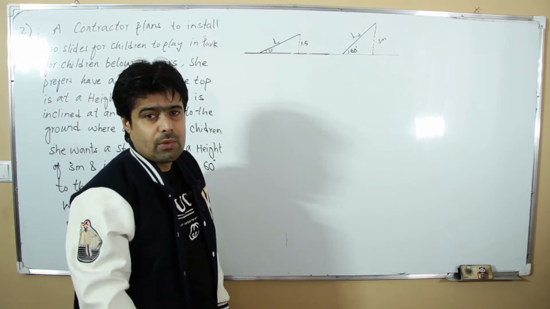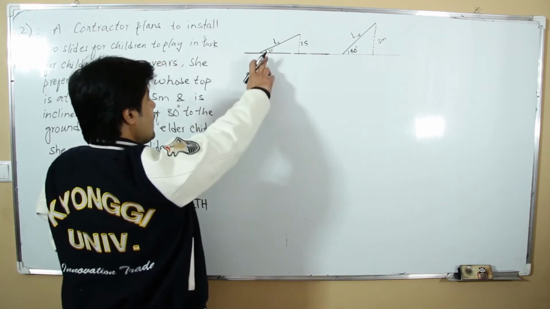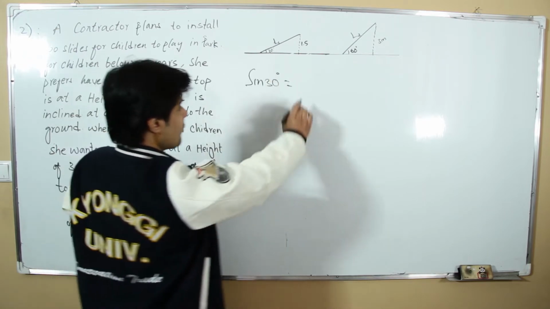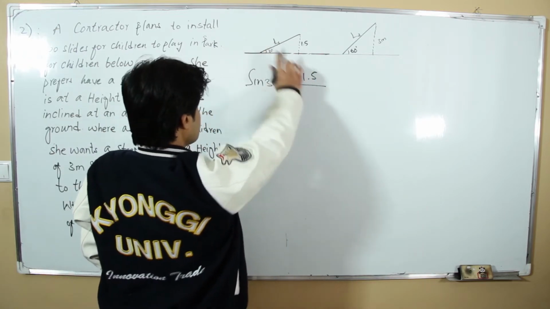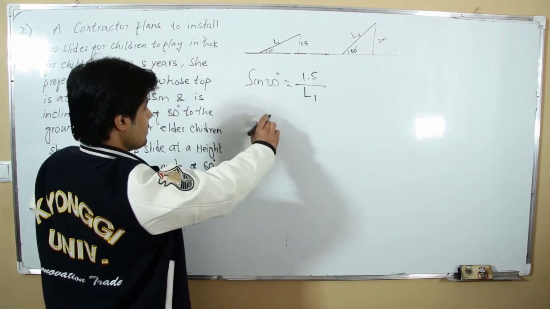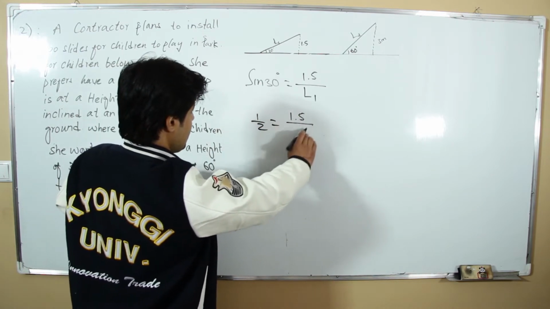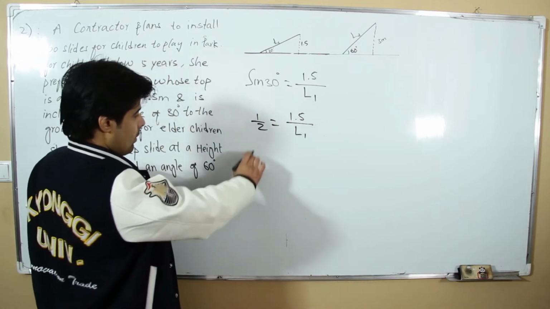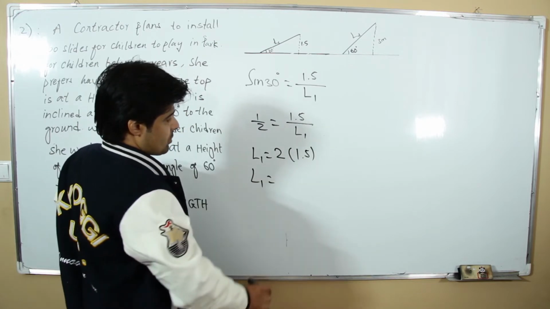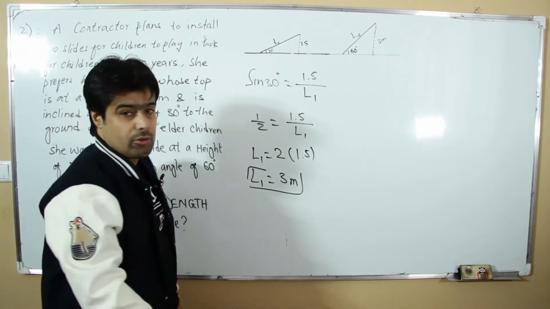Both of them are the same, just in definitions they are reciprocals. Now we have to define sine. Sine of 30 degrees is 1.5 divided by L1. Have you got? Yes. Now what is sine 30 degrees? It is 1 divided by 2, equal to 1.5 by L1. Now L1 is 2 times 1.5. It is 3 meters. So the first length is 3 meters.